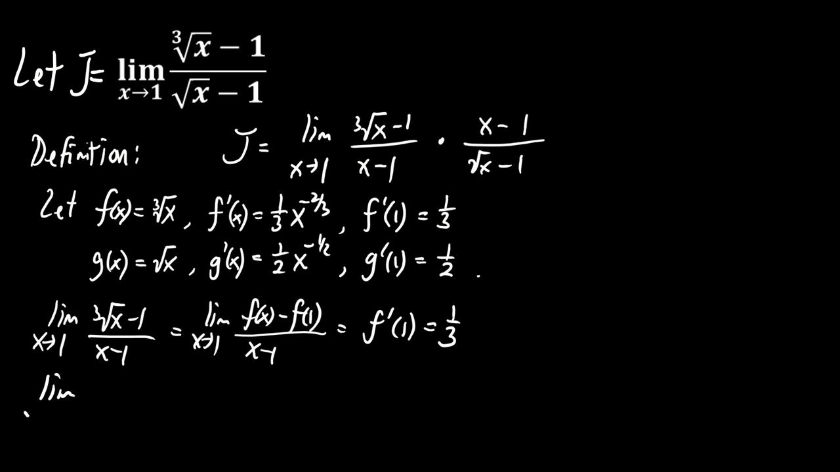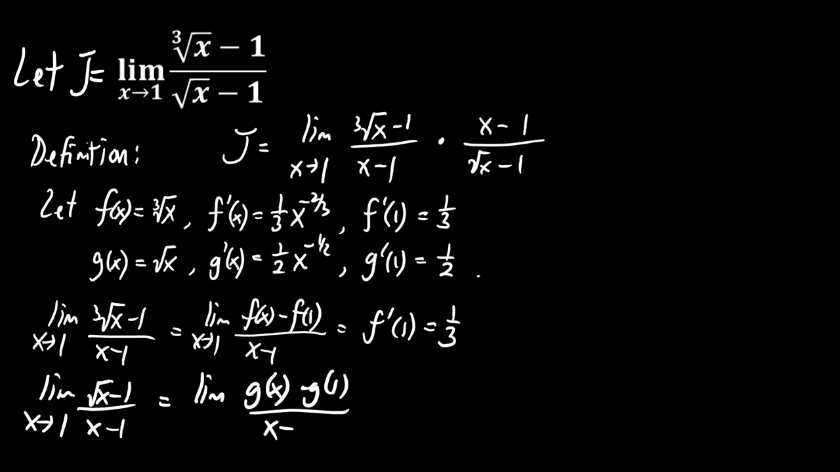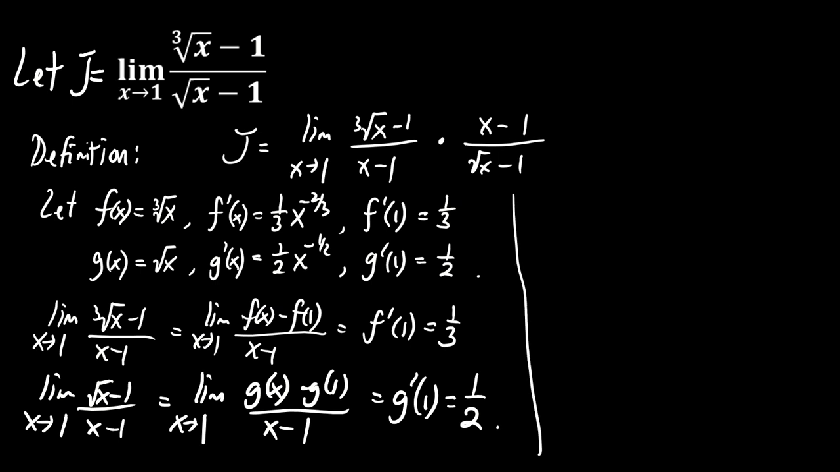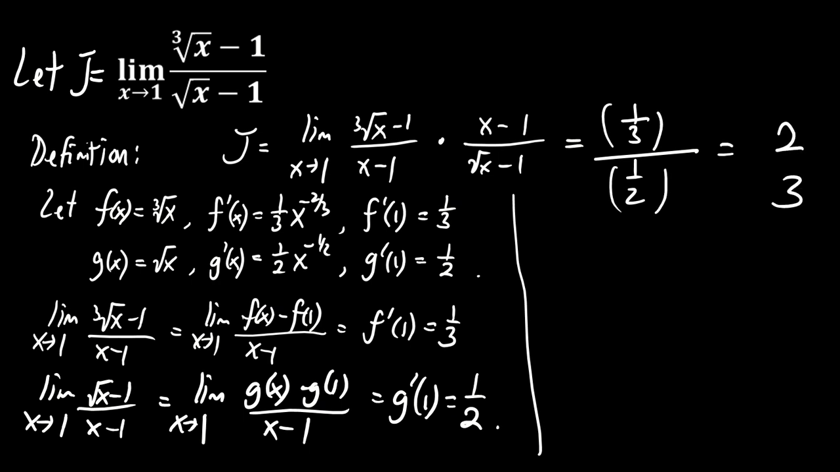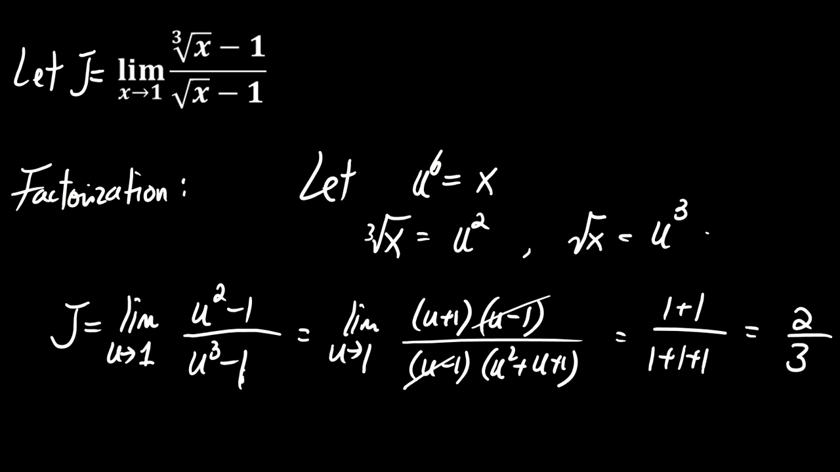Similarly, the limit as x goes to 1 of (square root of x minus 1) over (x minus 1) will be the limit of g(x) minus g(1) over x minus 1 as x goes to 1. That is g prime 1, and it is a half. So based on this, it will be 1 over 3 times 1 over 2, and therefore the answer is 2 over 3, which is the same as what we have using factorization. And we can see that the technique using factorization is easier in this question.